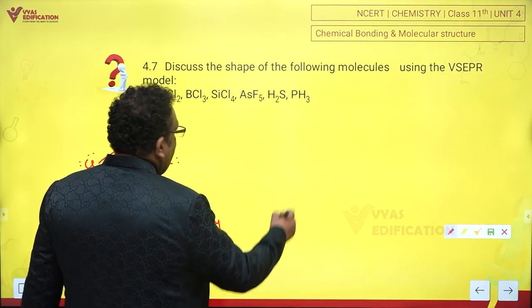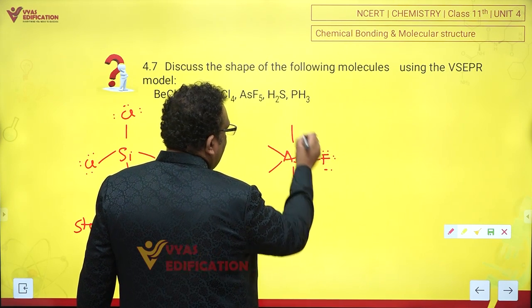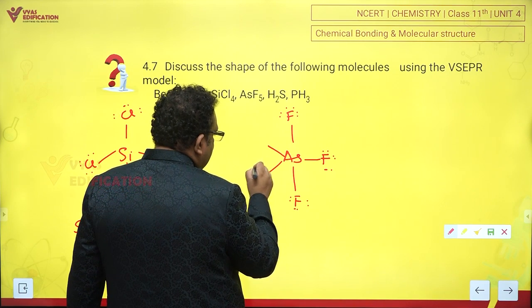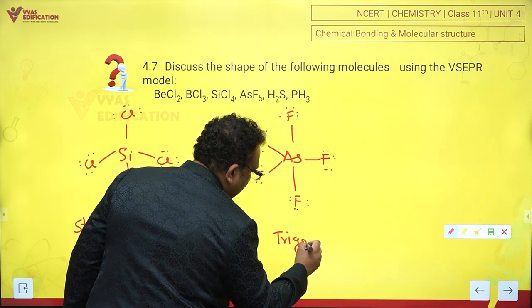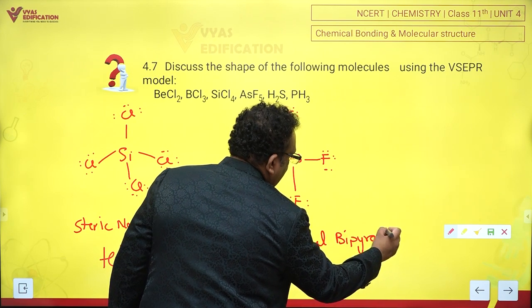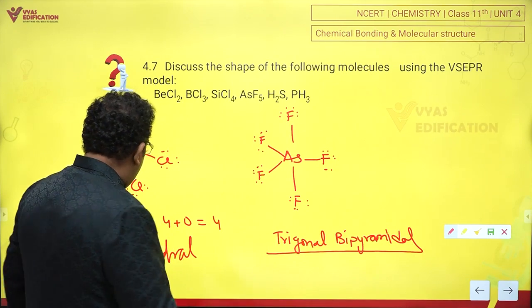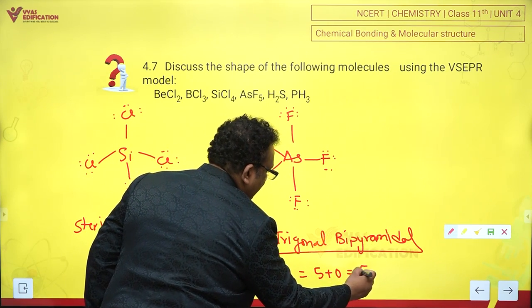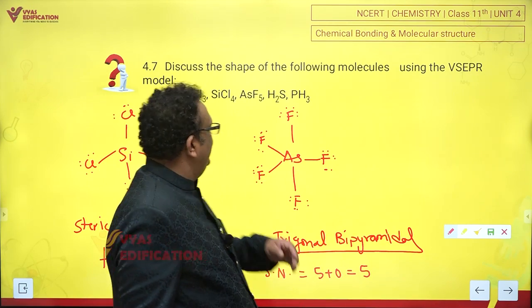And what about the next one? AsF5. If you just consider, the geometry is very interesting. It is trigonal bipyramidal. And why is it trigonal bipyramidal? Because if you observe, the steric number will be 5 plus 0, which is 5. Yes, that is the case.